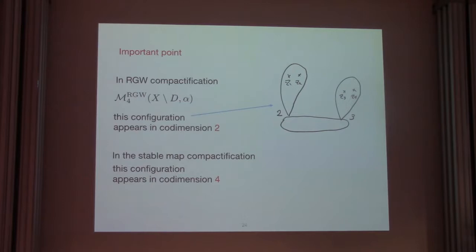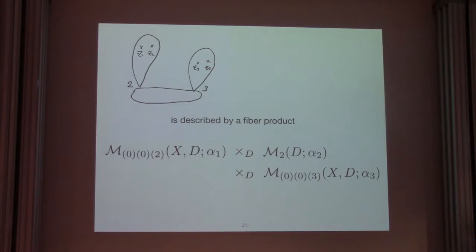But in our kind of relative probability theory type associativity argument, we need to study this phenomenon. That's one reason. And so let me say a bit more. So this space is described by a fiber product. So you have these three components, this three moduli space, and you can describe this moduli space as a fiber product of three irreducible components.